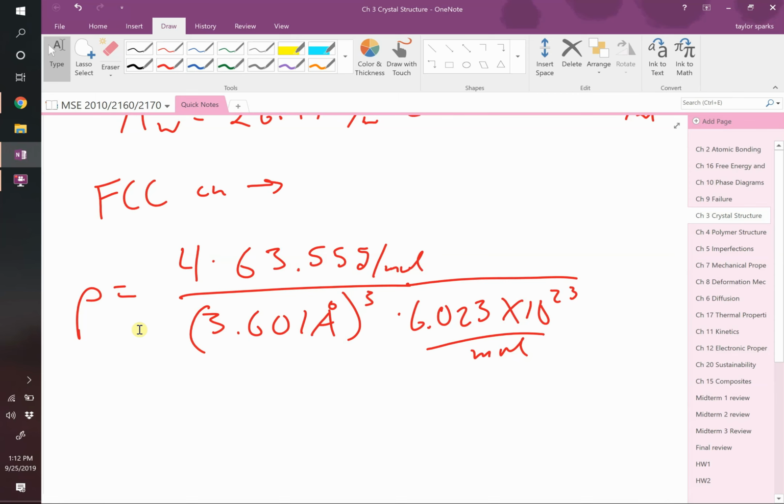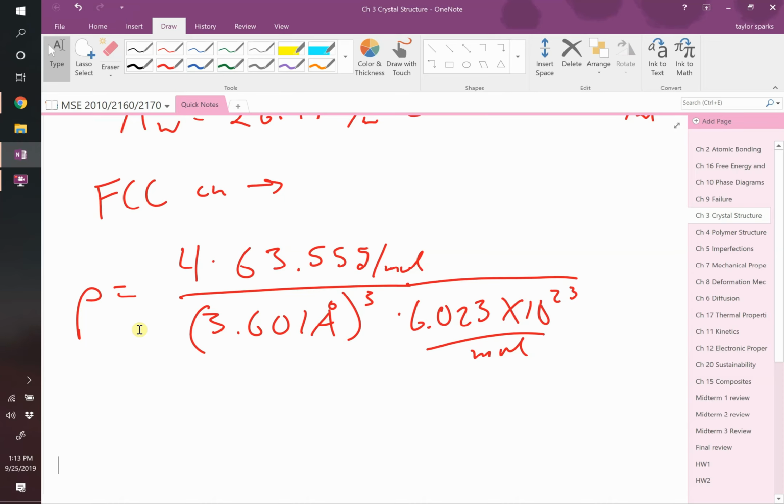Yeah, Ryan? Why did you cube the equation? Good question. Why is 3.601 cubed? Density is the mass of something per volume, and it's a cube. This is the edge length of a cube, so we cube it to get the volume of the cube.